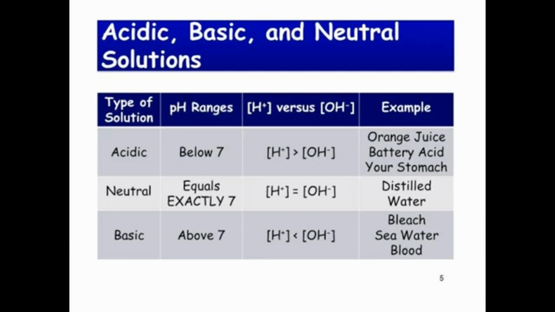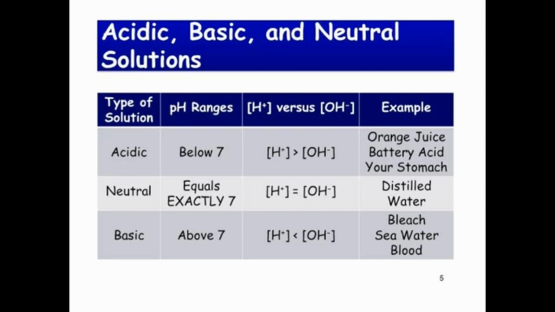For the basic, the pH is above 7. For the neutral, you have distilled water. They do not usually contain ions. They are neither acidic nor basic. Then for basic, your blood is slightly basic. You have a pH of above 7. Then you have examples such as the bleach, the seawater, and the blood.